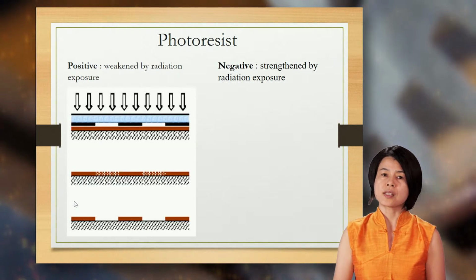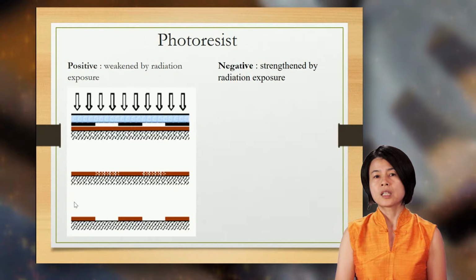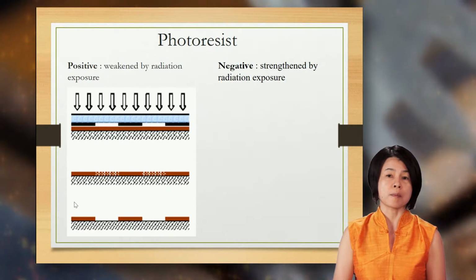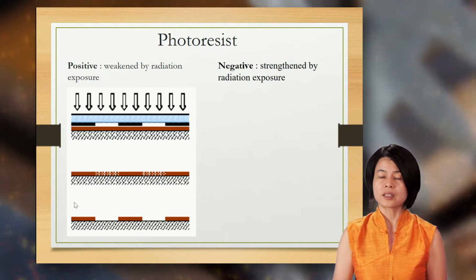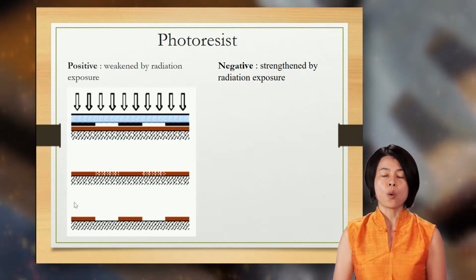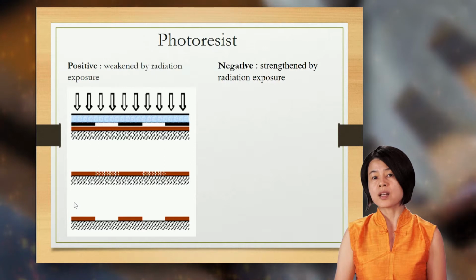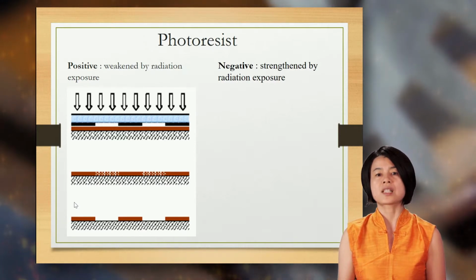A positive photoresist is weakened by radiation exposure. As you may see in the figure on the left, the brown layer is photoresist. The layer on top of the photoresist is a mask. The part of the photoresist under the transparent region of the mask will be weakened by the light exposure. As a result, the photoresist with radiation will disappear, while the other part of the photoresist without radiation exposure is strong and remains on top of the silicon wafer.